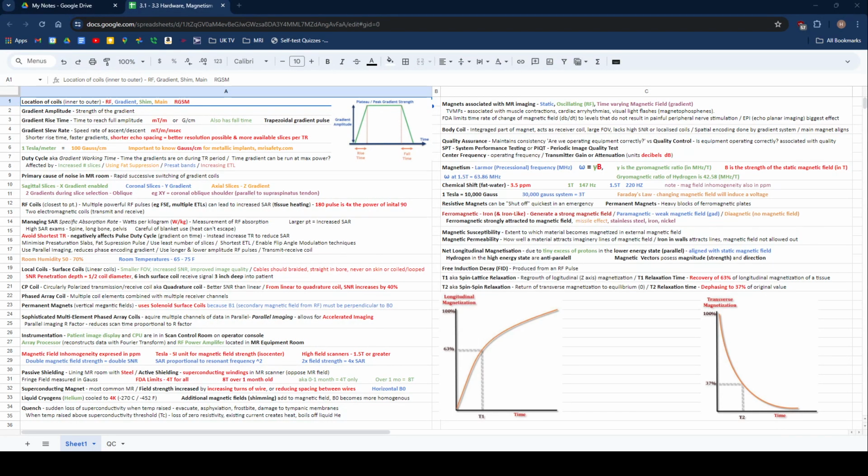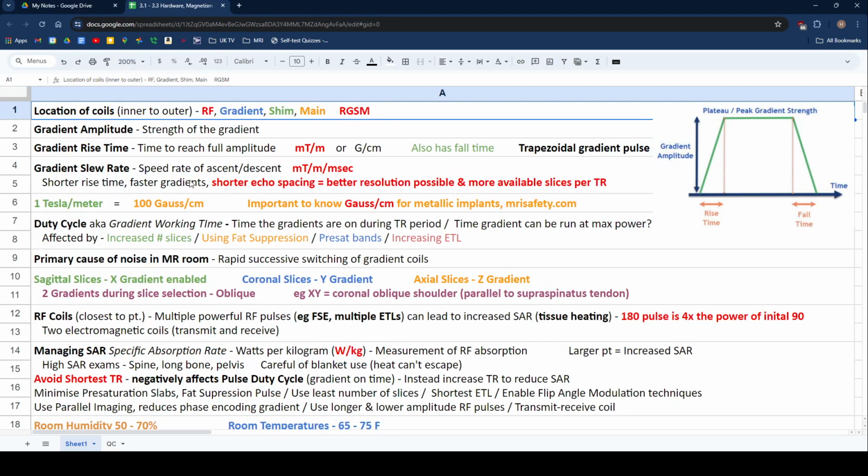Next will be some information on the hardware and magnetism section. So, location of coils from inner to outer: RF, gradient, shim, main, RGSM. Gradient amplitude is the strength of the gradient. Gradient rise time is the time to reach full amplitude, in millitesla per meter or gauss per centimeter.